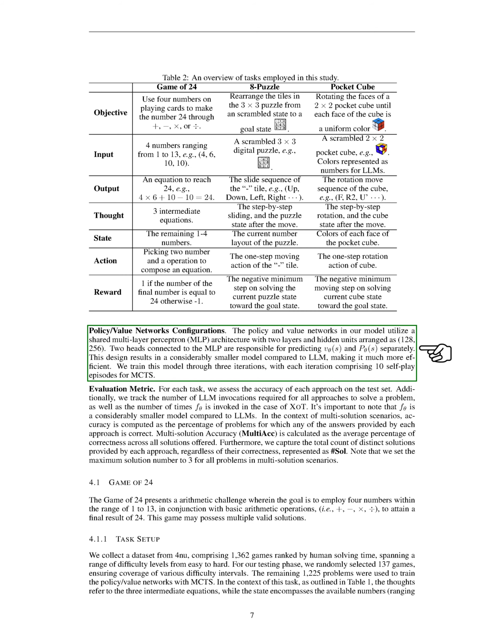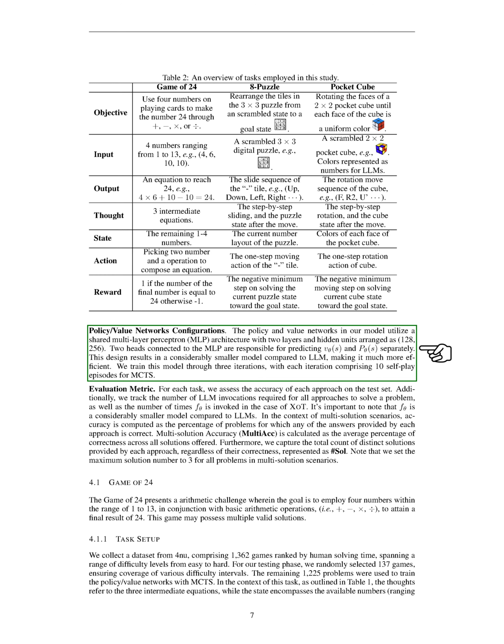Our model's policy and value networks use a shared multi-layer perceptron, MLP, architecture with 2 layers and hidden units arranged in a 128/256 configuration. 2 heads connected to the MLP predict the value and policy separately. This design results in a significantly smaller model compared to language models, making it much more efficient. We trained this model through 3 iterations, with each iteration consisting of 10 self-play episodes for Monte Carlo Tree Search, MCTS.